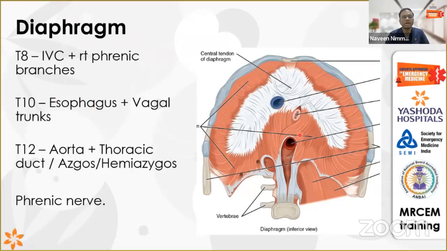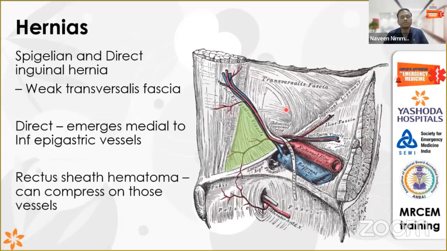Coming to hernias, this is the inguinal canal. The direct inguinal hernia will be going through this, whereas the indirect will go through this and then traverse the inguinal canal and then emerge outside. The direct one emerges medial to the inferior epigastric vessels. These are the inferior epigastric vessels. This view is from the posterior side. This is the pubic symphysis and this is the lateral side. So we are looking at the abdominal wall from the posterior side.